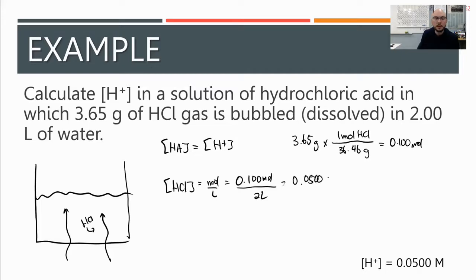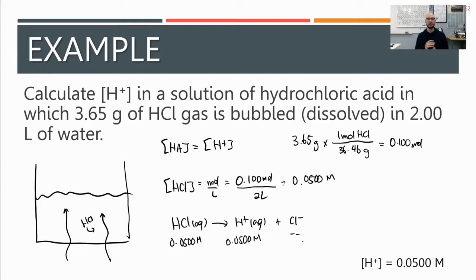0.0500 big M. We know that when we have HCl, which is a strong acid, that's from that strong acid list that we need to memorize, it breaks down into these 2 ions. So if this is 0.0500 molarity, this would be 0.0500 molarity. Okay, and we don't care about the chlorine. The question asks us the concentration of H plus. Easy one to start things off, okay?